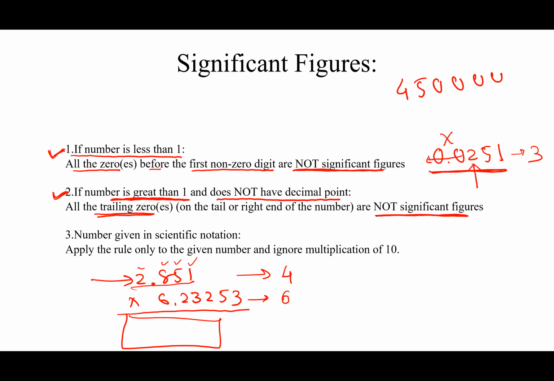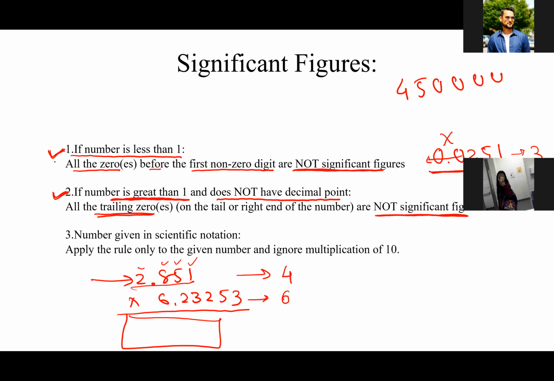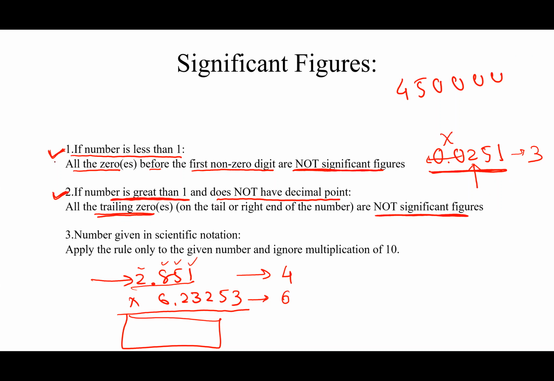So the first condition was, if the number is less than 1, then all the 0s before your first non-zero digit are not significant. The second rule is, if the number is greater than 1 and does not have any decimal point, in that case, all the 0s that you have on the right side of the number, or the trailing 0s, are not going to be considered as significant figures. Every other 0 you see in a number, you are going to count as a significant figure, other than these 2.